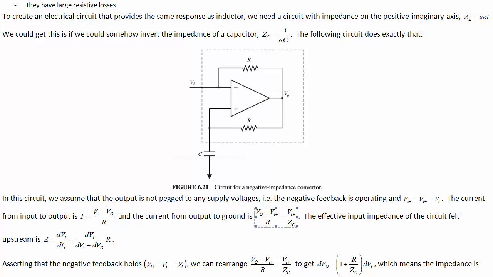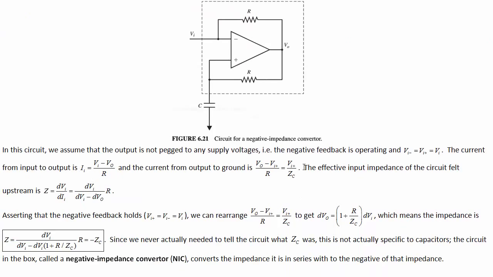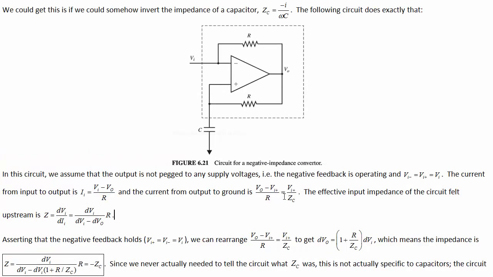And it's also equal to the current through the capacitor. So we'll say that this is VI plus divided by Z of C, the impedance of the capacitor. The current through here is this first term that we figured out. It's not equal to the current through there because current can come out of the op amp. But the current through here is equal to the current through there because nothing goes into the op amp. Now if the negative feedback's holding, then VI plus is equal to VI, which is VI minus.